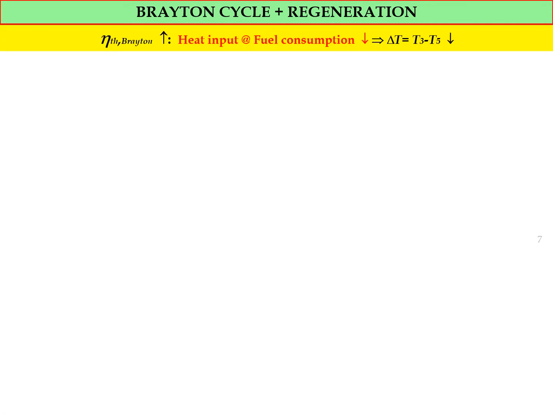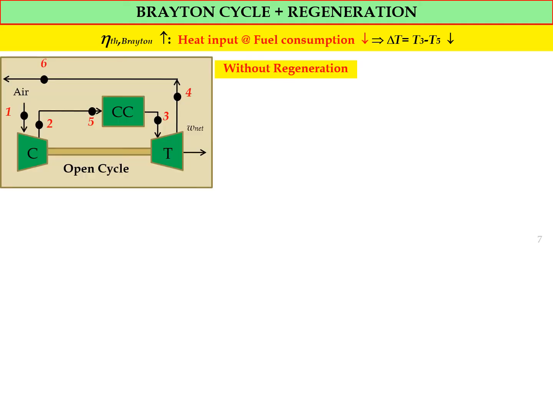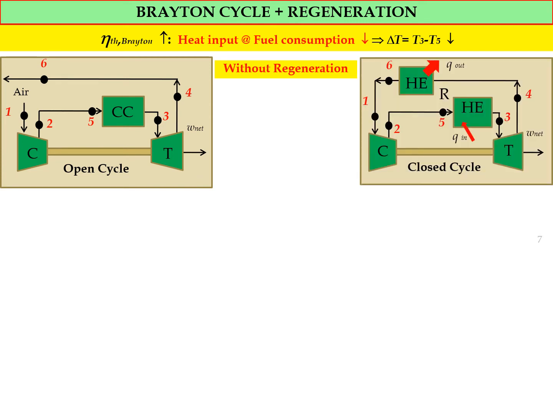Brayton cycle with regeneration. As already explained in the previous slide, we can increase the efficiency of the Brayton cycle by decreasing the heat input and the fuel consumption. And also we can decrease the temperature difference, which is T3 minus T5. Now first we look into the system without regeneration. This is the open cycle, which is the actual diagram of the Brayton cycle, and this is the closed cycle, which is the simplified Brayton cycle.